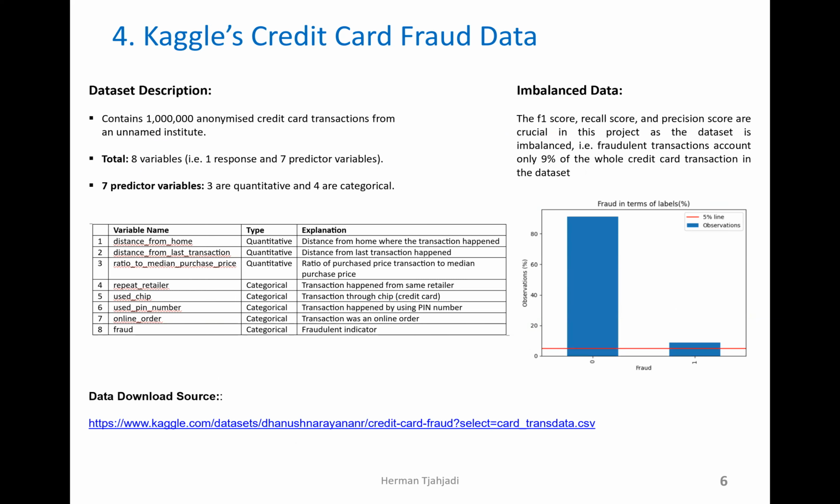So the credit card fraud data that I got from Kaggle has 1 million rows and it has 8 variables, 1 response and 7 predictor variables. And of those 7 predictor variables, 3 are quantitative and 4 are categorical. And it is an imbalanced data set because the frauds only happen 5% of the time.